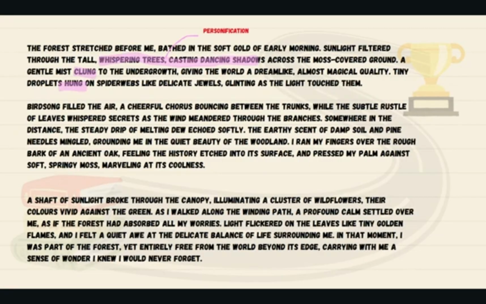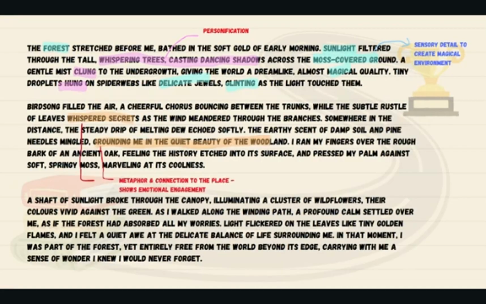Here, let's have a go at analysing the answer. So in pink, I've put personification, where it says whispering trees, casting dancing shadows, clung and hung. In blue, I've put some sensory detail to create a magical environment. This can be shown through the words forest, sunlight, moss-covered ground, magical, delicate jewels and glinting.